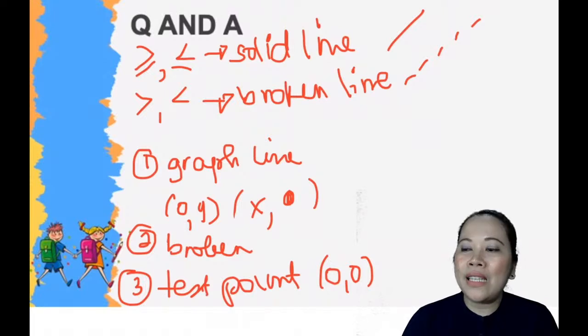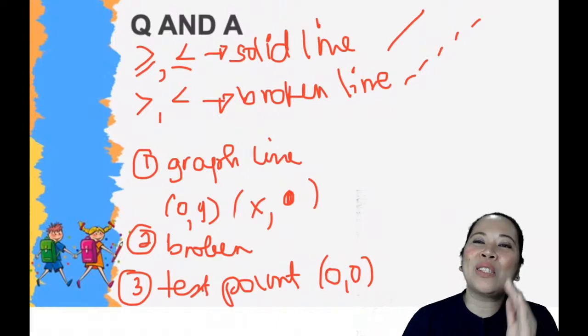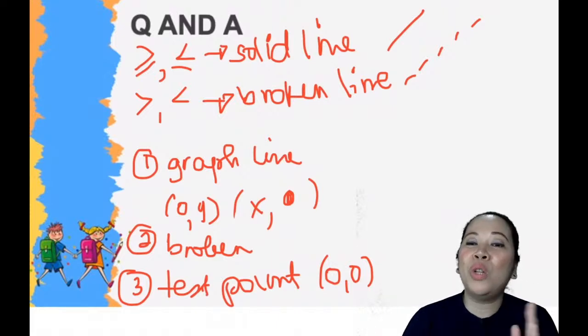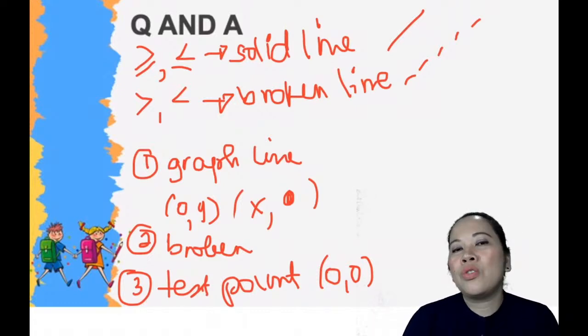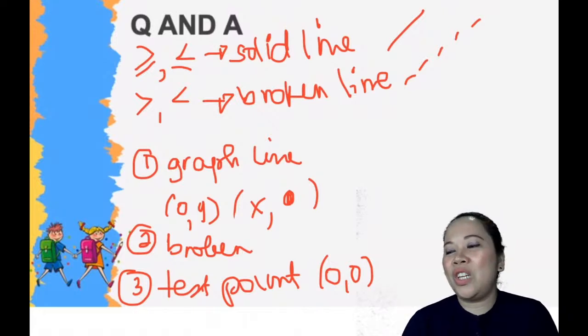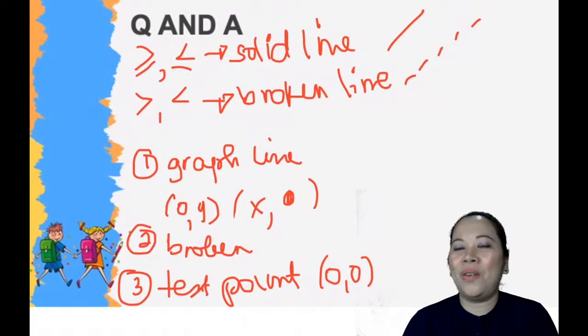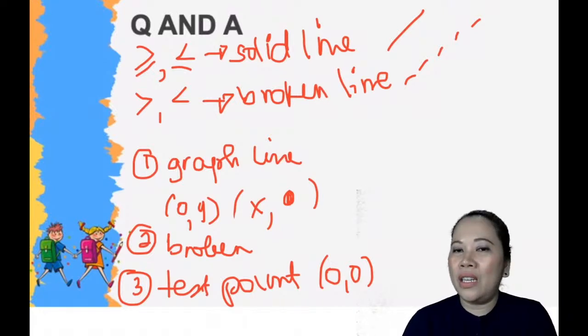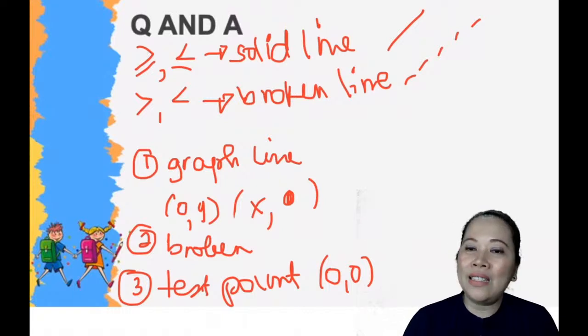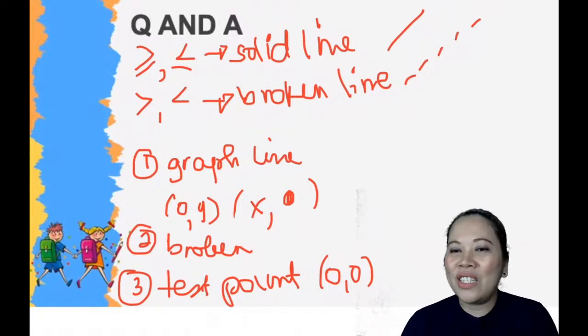The last step is for you to test the point. Test the inequality to see which part you will shade, whether it's the upper half of your line or the bottom part of your line. The best test point that I would recommend is 0, 0. You just need to substitute it. Is 0 greater than a certain number? If it says yes, then you just say yes.